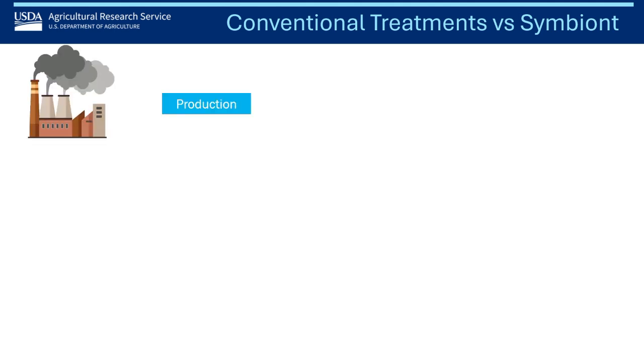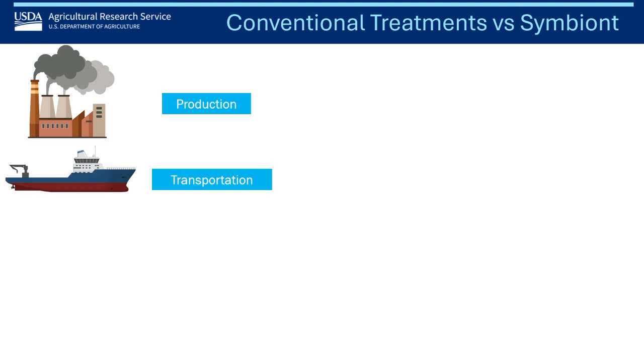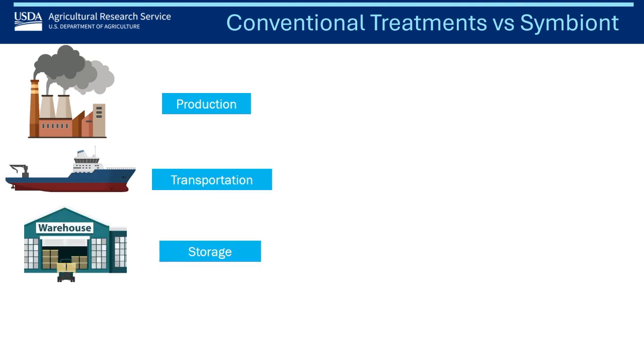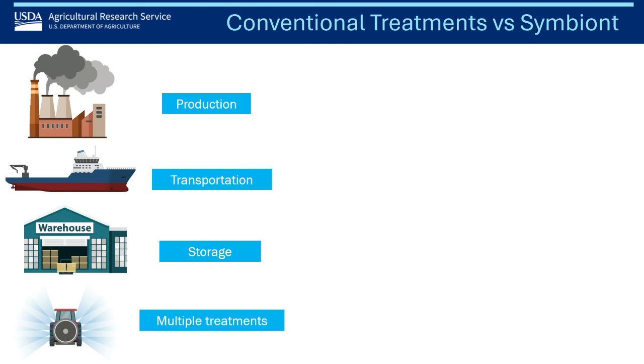So this is a parallel between a conventional treatment versus symbiont. Usually with conventional treatment, you first need to have a production somewhere, then you need transportation, and you have a storage. You also need to have a formulation. You are not even in the field yet. And then you have multiple treatments. And this adds cost, at every step, cost to the molecule.